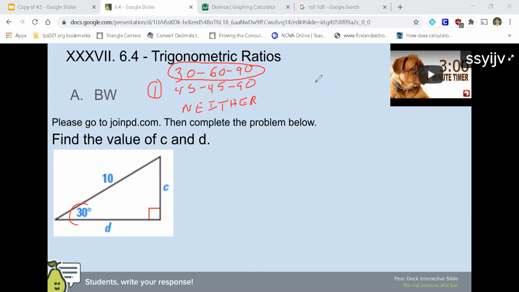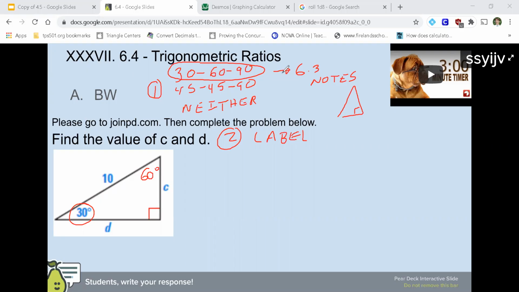All right, it's got that 30-degree angle right here, which means since these 3 angles have to add up to 180, this one would have to be 60. So then I find 30, 60, 90 triangles in my notes, which is 6.3. I go to 6.3 in my notes, find the picture of the 30, 60, 90 triangle, and then I label.